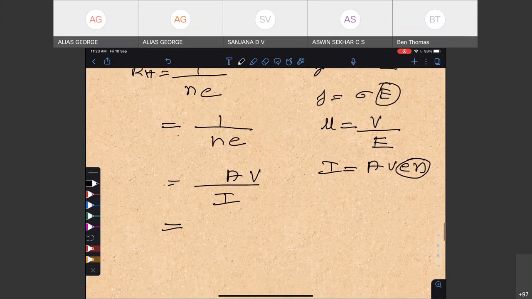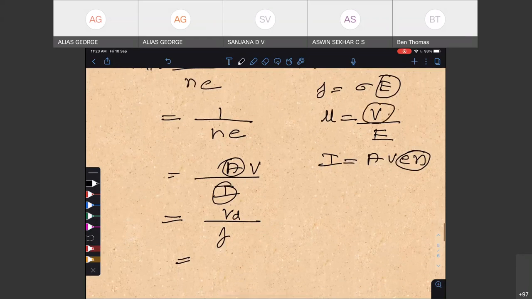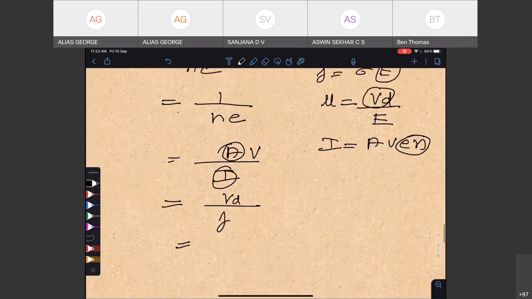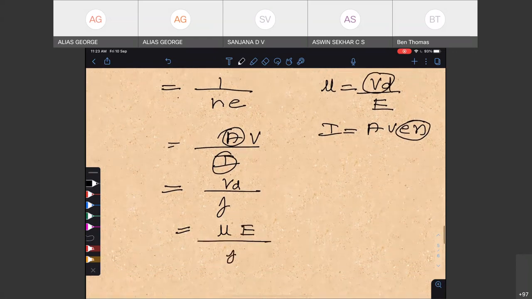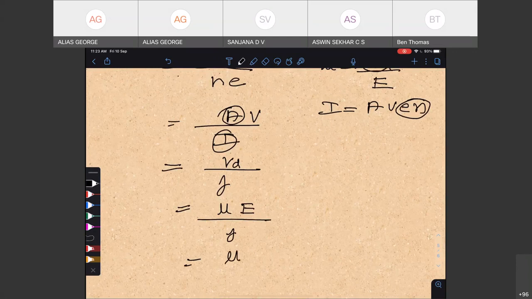Instead of I by A, this J, right? J by velocity. This is the drift velocity. Instead of this drift velocity, you can write this mobility equation, and you can say mobility by E times J. And from this equation, you can derive that it is nothing but mu by sigma.